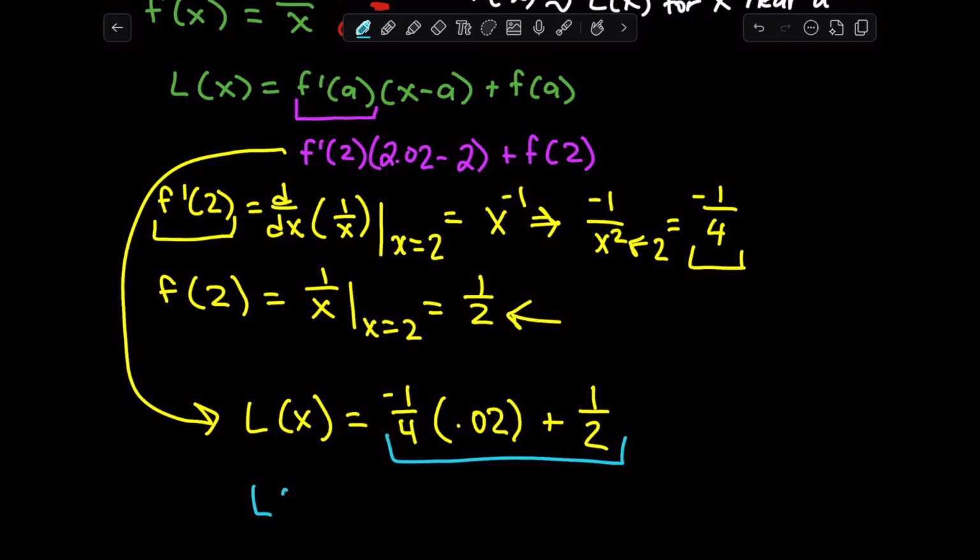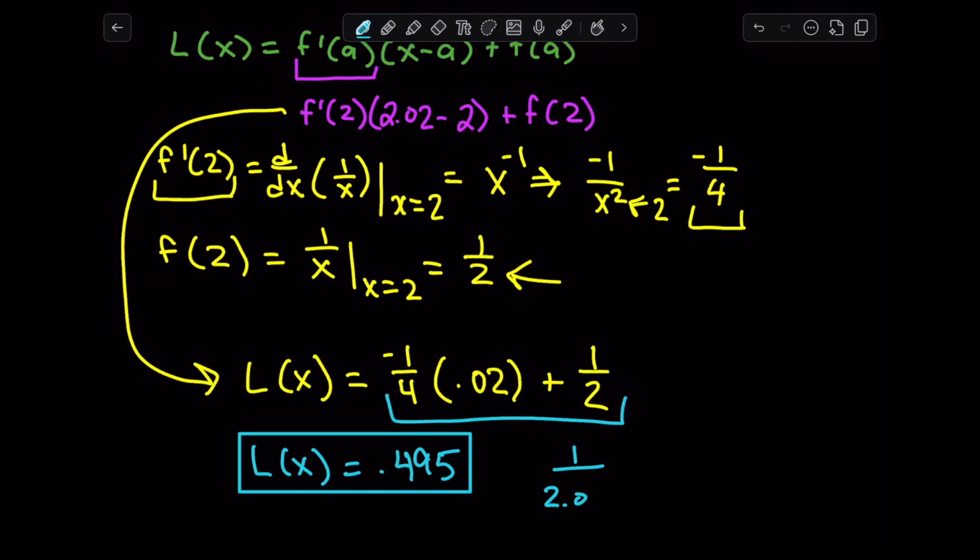So in other words, our approximation is 0.495. But if we plug in 1 over 2.02 into our calculators, we would get 0.4950495. And that is sufficiently close to what our approximation is. So that checks off our approximation as being accurate.